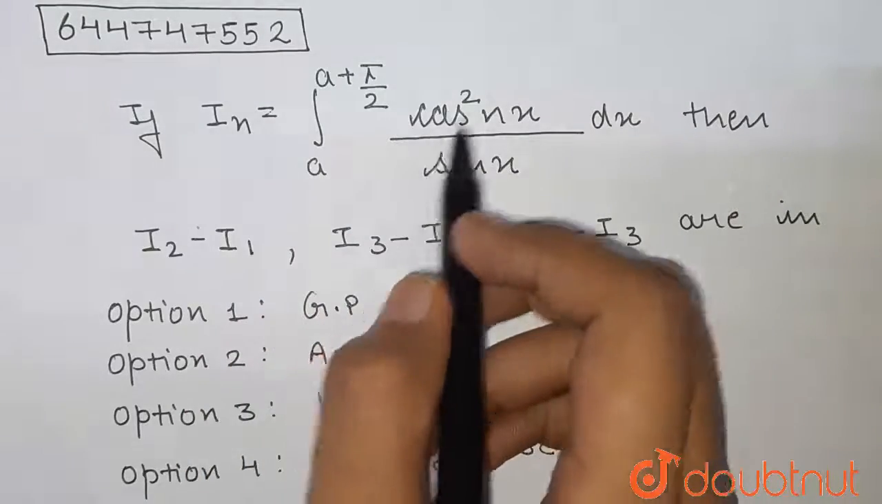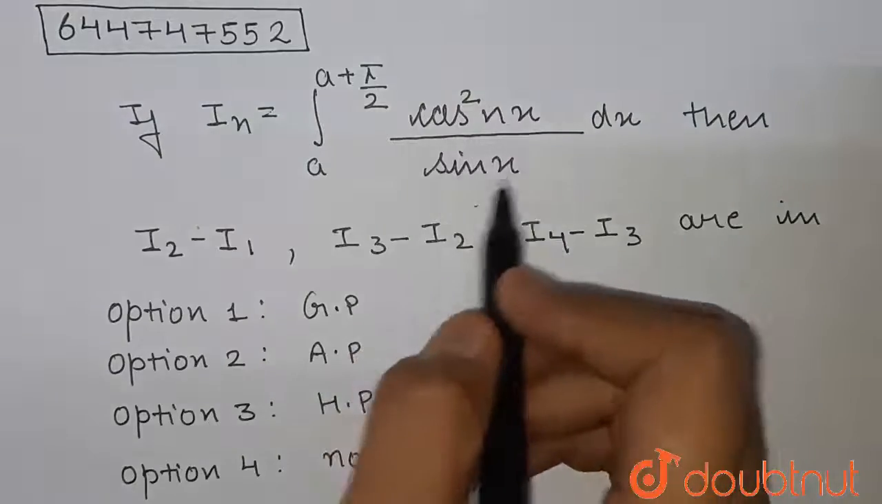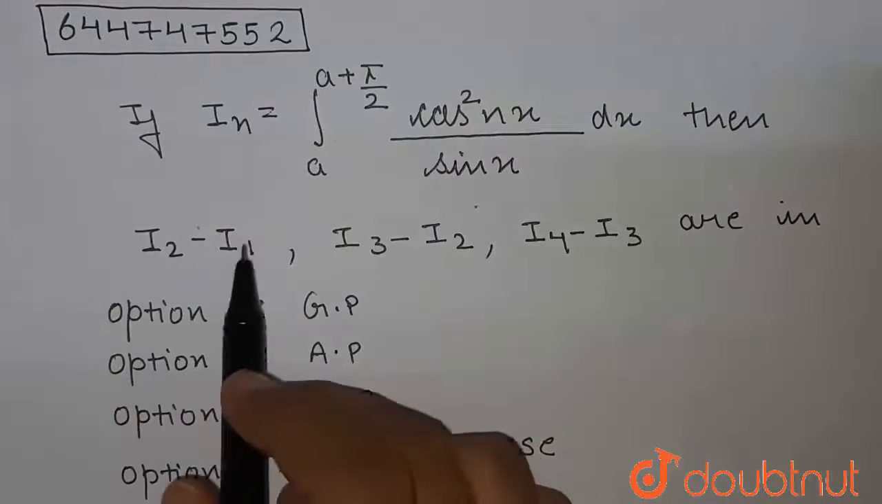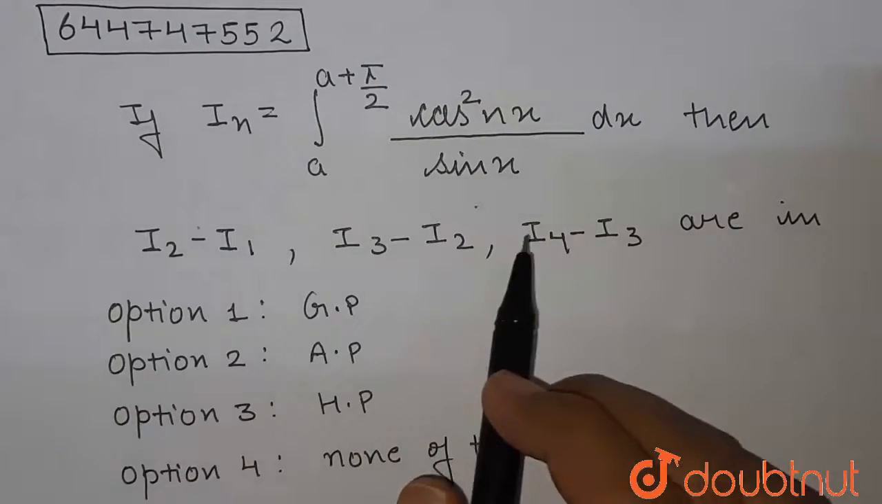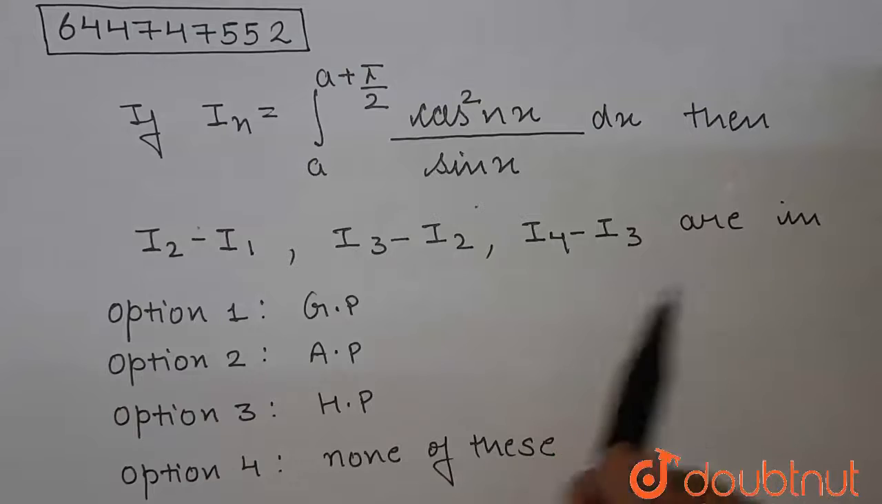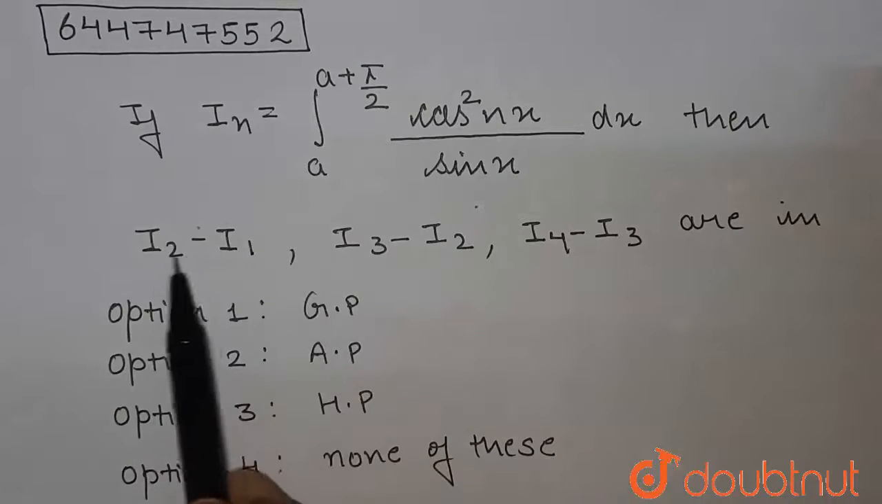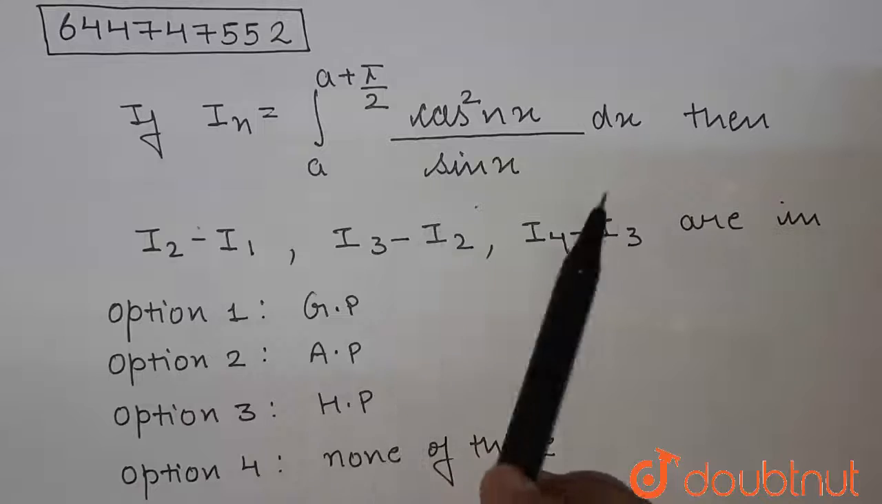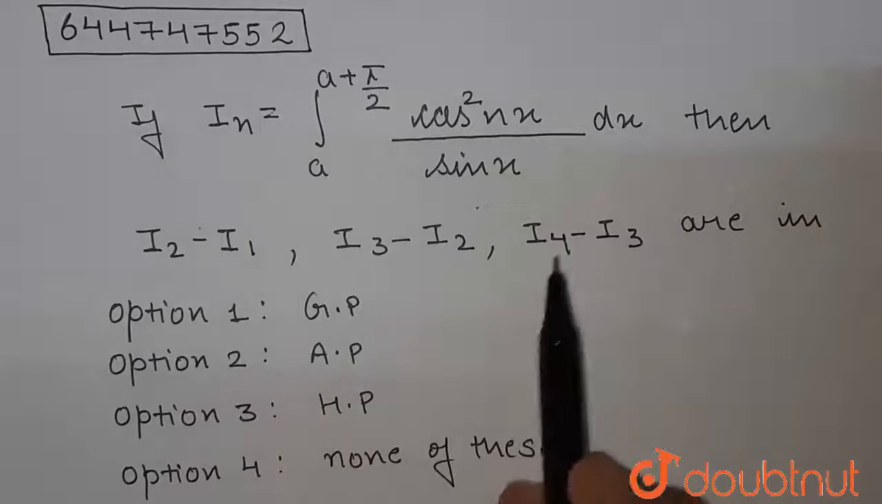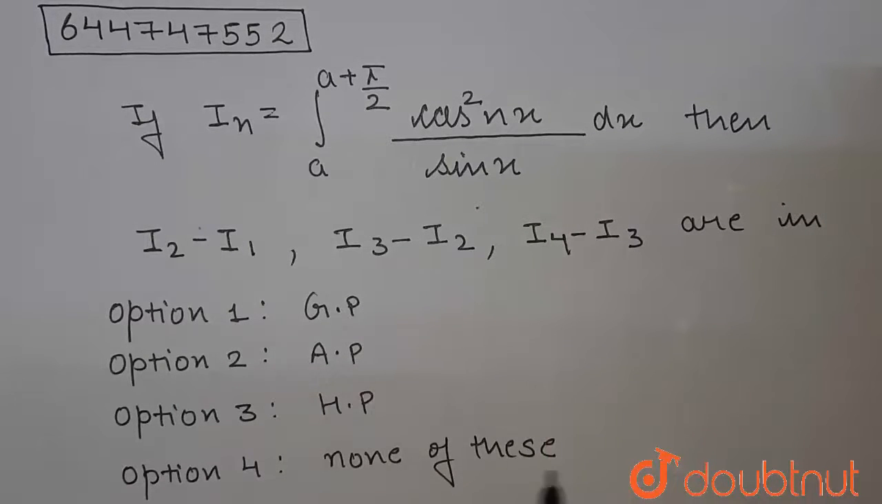Hello students, today's question is: if In is equal to the integral from a to a plus pi by 2 of cos square nx upon sin x dx, then I2 minus I1, I3 minus I2, I4 minus I3 are in, and we are given these four options. So basically we have to find these three and tell whether they are in GP, AP, HP or none of these. Okay, so let's get started.